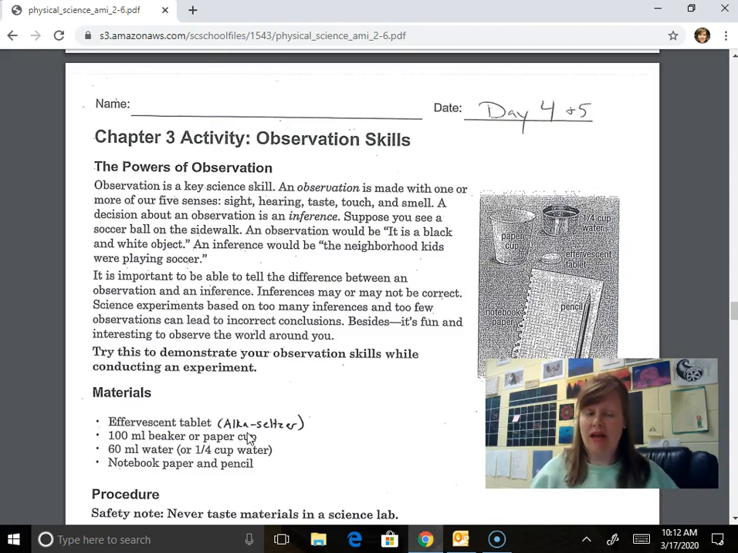If you do not have an Alka-Seltzer tablet, tomorrow we're going to look at a YouTube video. I will show you possibilities for that. Or I will even bring my own Alka-Seltzer tablet and have you do your experiment with me tomorrow.